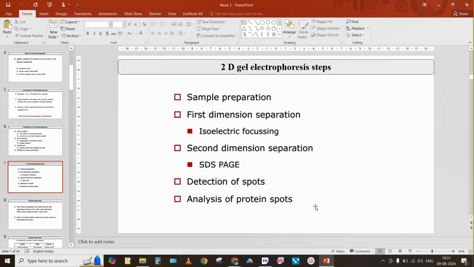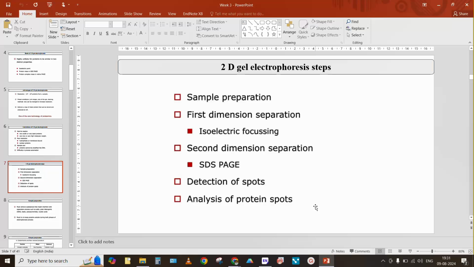Next, in this SDS-PAGE, comes protein visualization. In protein visualization, we look at staining: Coomassie brilliant blue, silver staining, fluorescent staining, and the de-staining process. This is followed by image analysis, in which gel imaging is done. The stained gel is scanned or photographed to create a digital image.